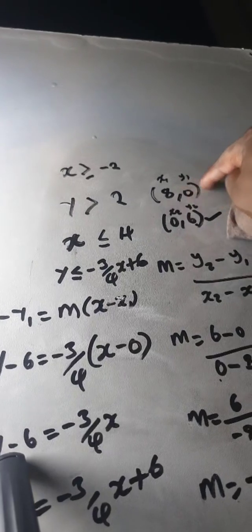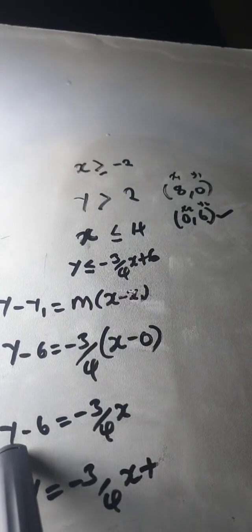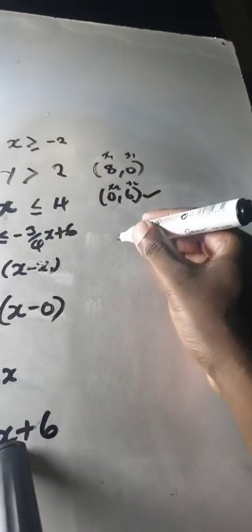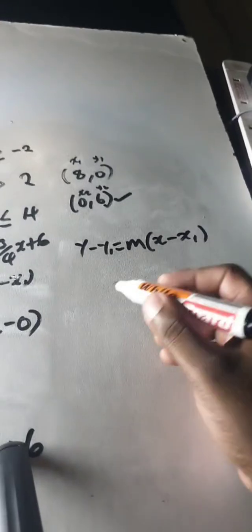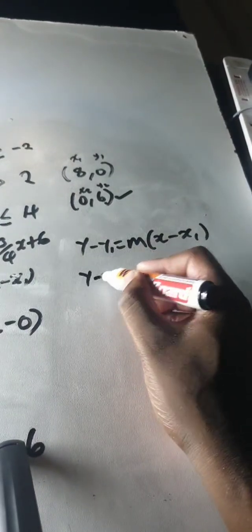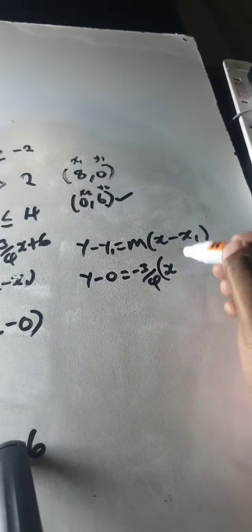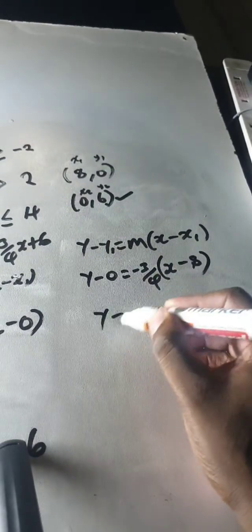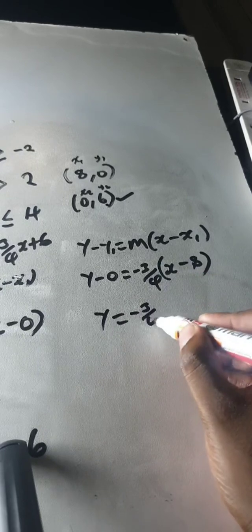Now let me use this other point just to show that it will give the same. So we use the same y minus y1 equals m, open bracket, x minus x1. Okay, so what is our y? It's 0, y minus 0. Gradient is negative 3 over 4. What is our x1? It is 8. So now we are multiplying. y minus 0 is y. Negative 3 over 4 times x minus 8.